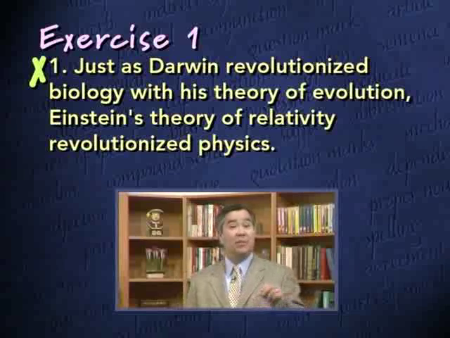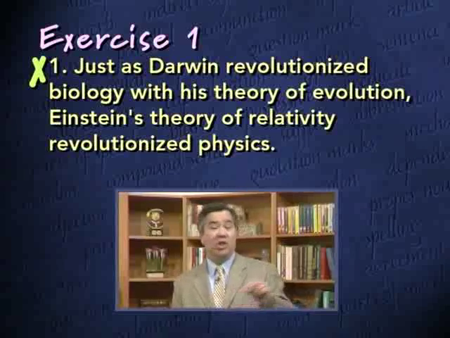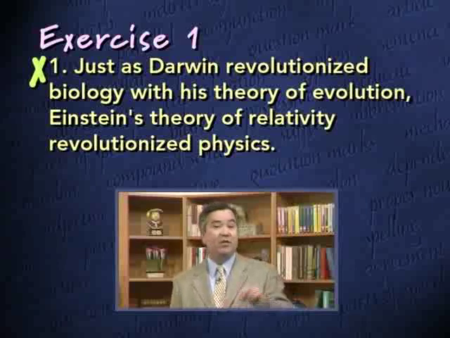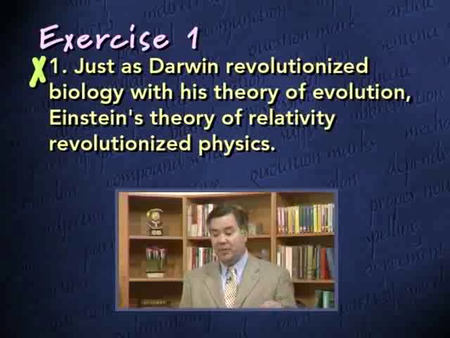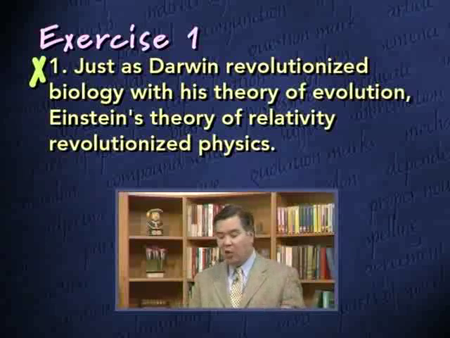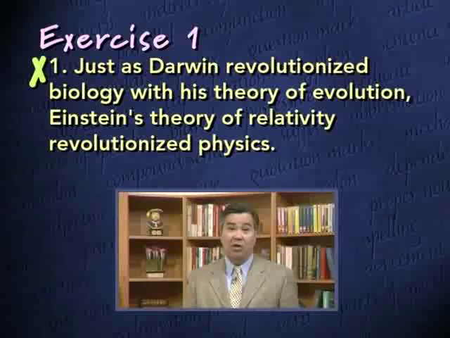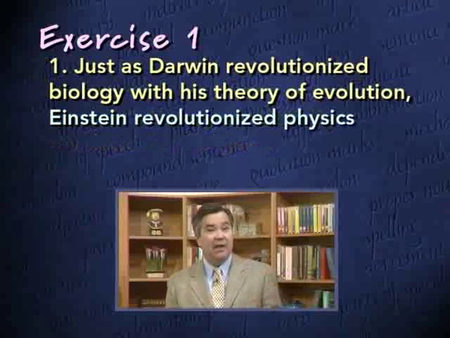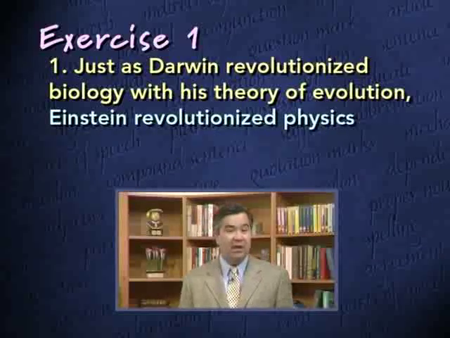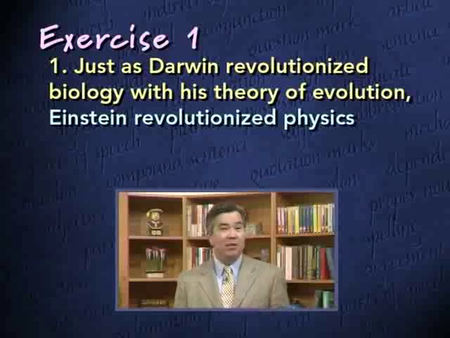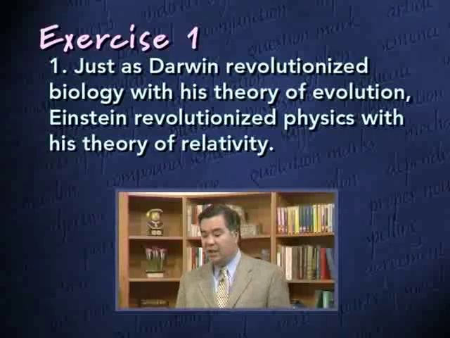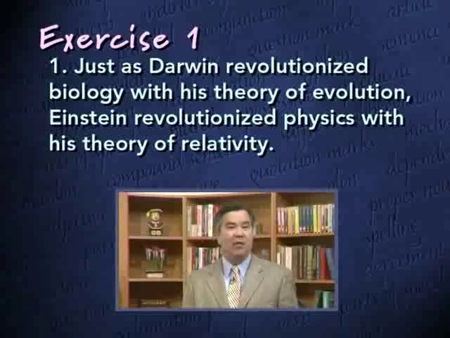To make the 2 clauses parallel would strengthen the sentence by making the relationship between the 2 ideas that much more clear. Why don't we rewrite the second clause to make it match the first clause grammatically? Just as the first clause begins with the name of the scientist, the second clause should begin with Einstein. The first clause says Darwin revolutionized biology. Let's make the second clause read Einstein revolutionized physics. And then we'll end that second clause with a prepositional phrase, just as the first clause ends with a prepositional phrase. So the rewritten sentence, which would follow the principle of parallelism, would read, just as Darwin revolutionized biology with his theory of evolution, Einstein revolutionized physics with his theory of relativity.